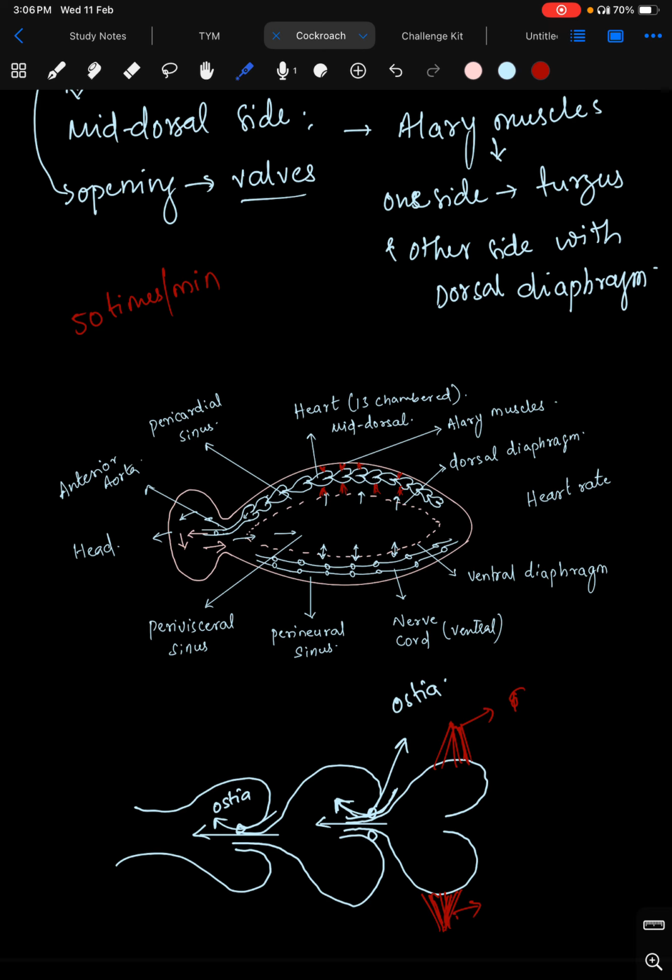Any doubt in the circulatory system of the cockroach? The circulatory system of the cockroach consists of heart, hemocoel, anterior aorta, and hemolymph, that is the blood. You have seen each and every structure and how the circulation is taking place.